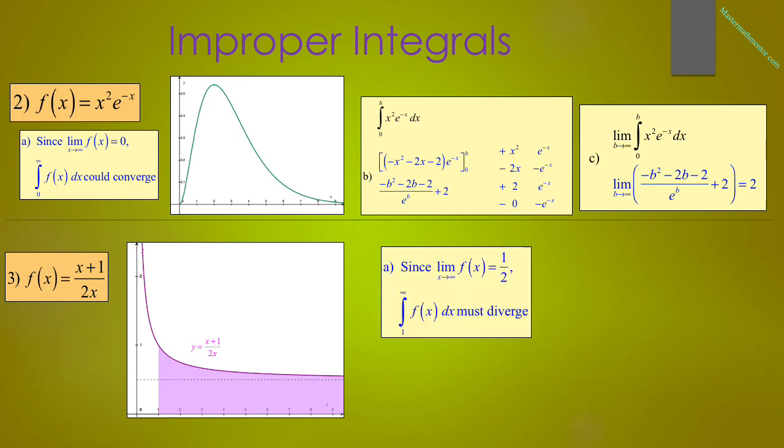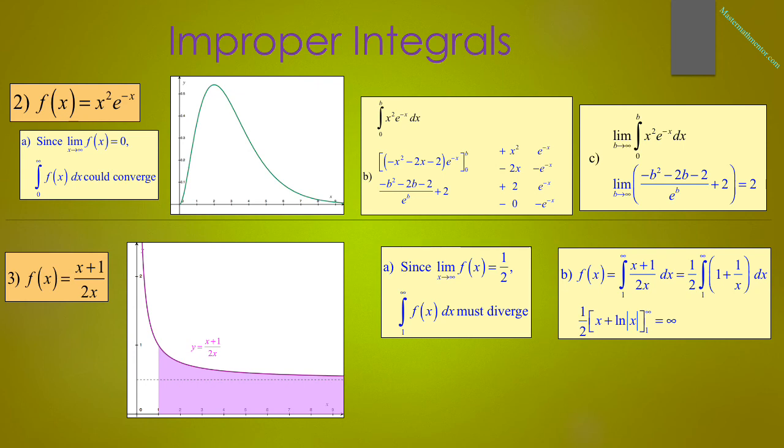In 3a, you're asked whether the improper integral from 1 to infinity of x plus 1 over 2x dx could converge. Since this curve is asymptotic to the line y equals 1/2, the limit as x approaches infinity of f of x equals 1/2, which is not 0. So therefore the integral from 1 to infinity of f of x dx must diverge. If you think about it, it makes sense because the area is getting bigger and bigger and bigger without bound.